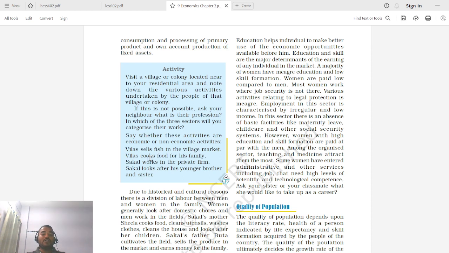Say whether these activities are economic or non-economic activities. Further, you can classify these activities into two major categories, that is economic activity and non-economic activity. Vilas sells fish in the village market. Vilas cooks food for his family. Sakal works in a private firm. Sakal looks after his young brother and sister. Here are four examples given. You can also try to classify these activities into economic and non-economic activities, and also into primary, secondary and tertiary activities. I am leaving this question to you. If possible, I will also discuss this question at the end of the chapter.